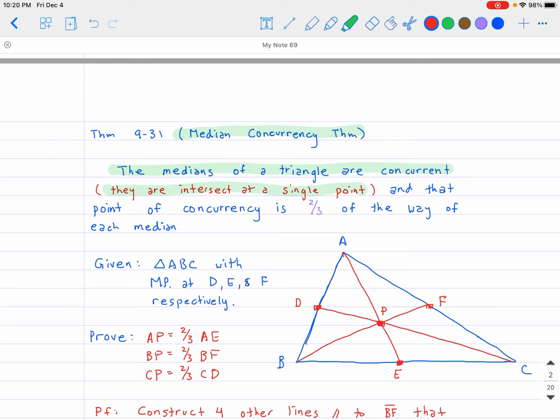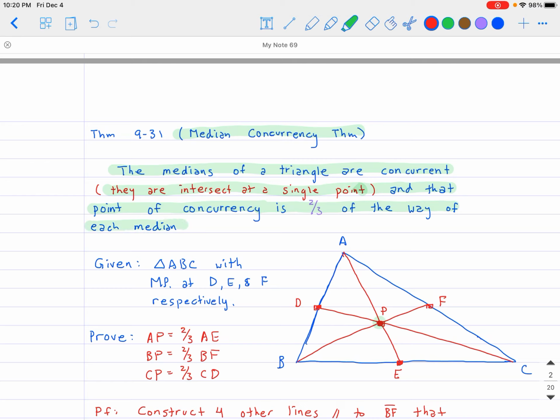So note that in the picture underneath, you'll notice that we have 3 medians because we have 3 sides in a triangle. And it says that they all intersect at a single point. So that's something that we're going to have to prove. And that point, in this situation, we call it P. And it turns out that according to this theorem, this point, that's what we call it, is 2/3 of the way to each of the medians.